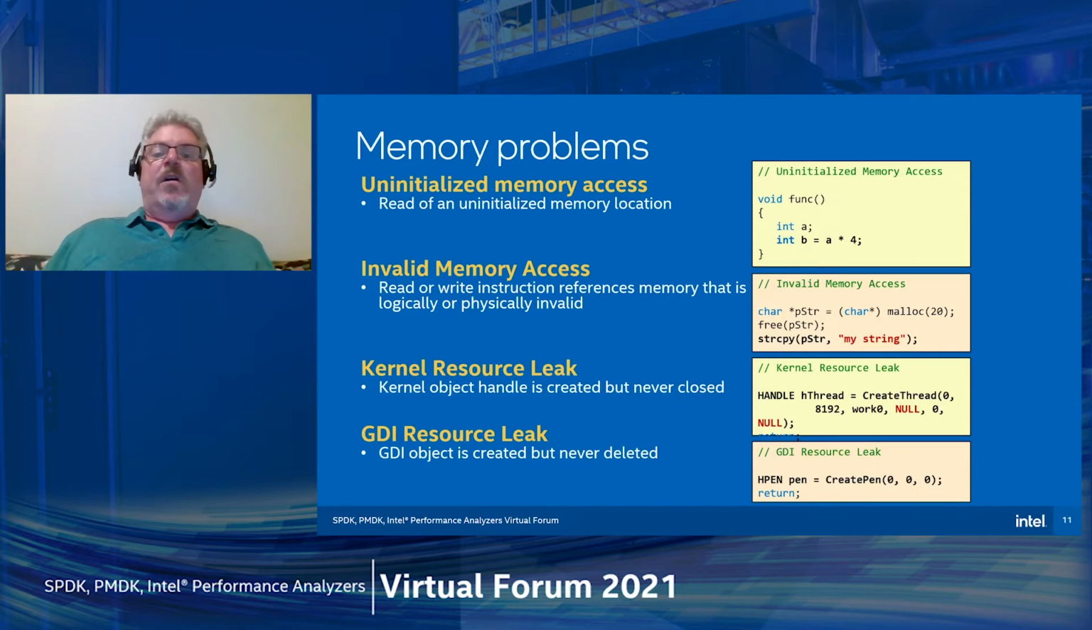Another problem is uninitialized memory access. In this case, we have our variable A, which we're declaring, but we're never initializing. The next problem is invalid memory access. In this case, we're trying to reference memory that is not legal memory. We're allocating some memory, but then we're freeing it. But then after we're freeing the memory, we're trying to use that memory, which is illegal. Next problem, kernel resource leak. And finally, GDI resource leak.